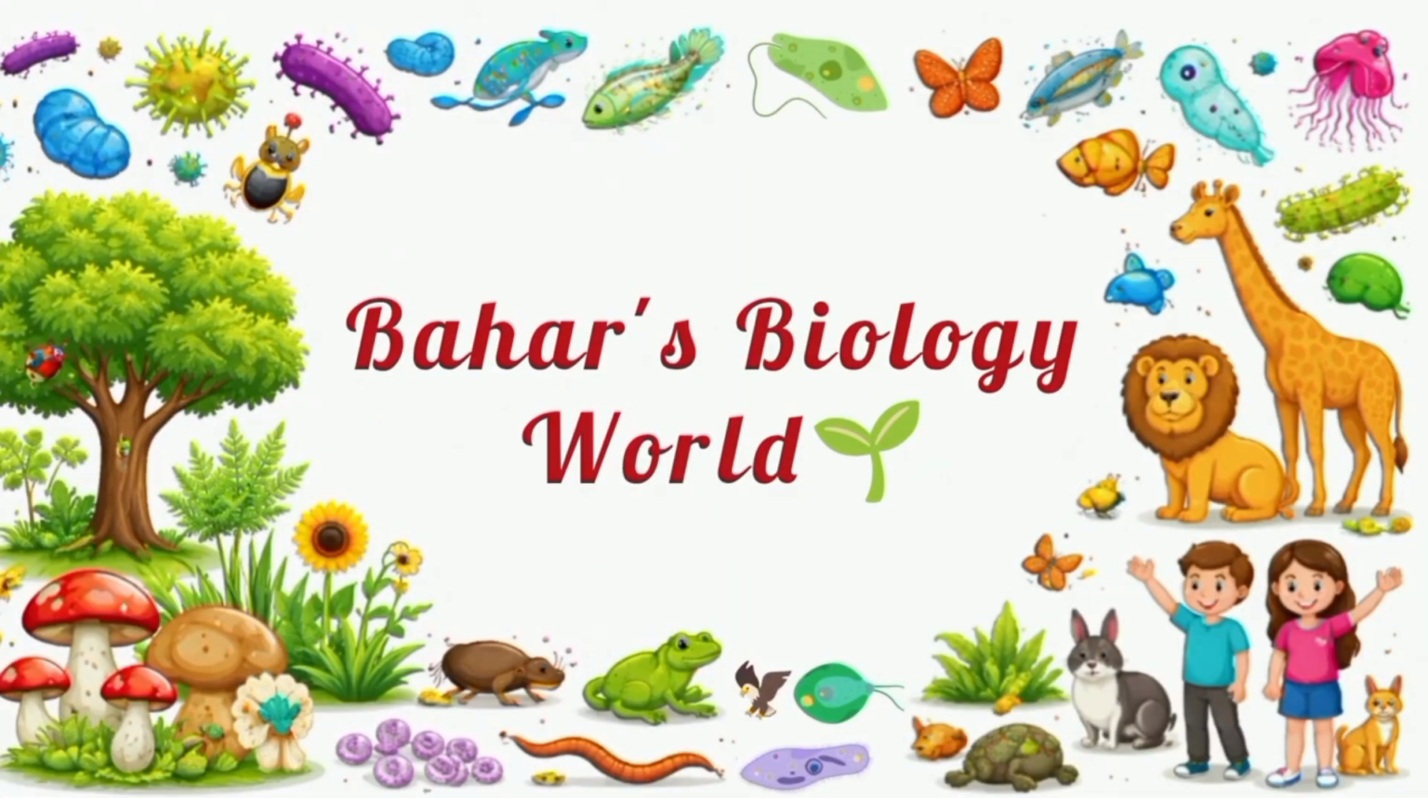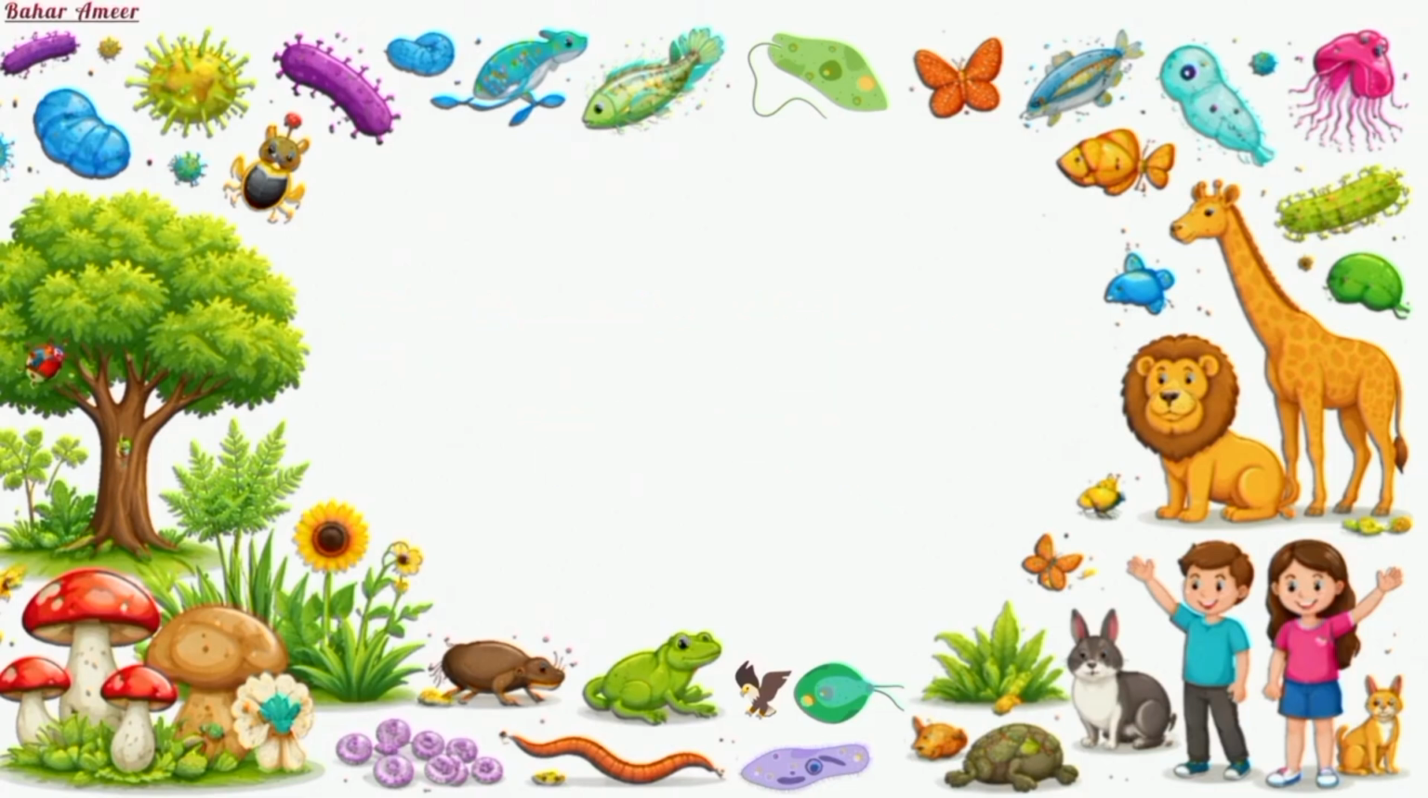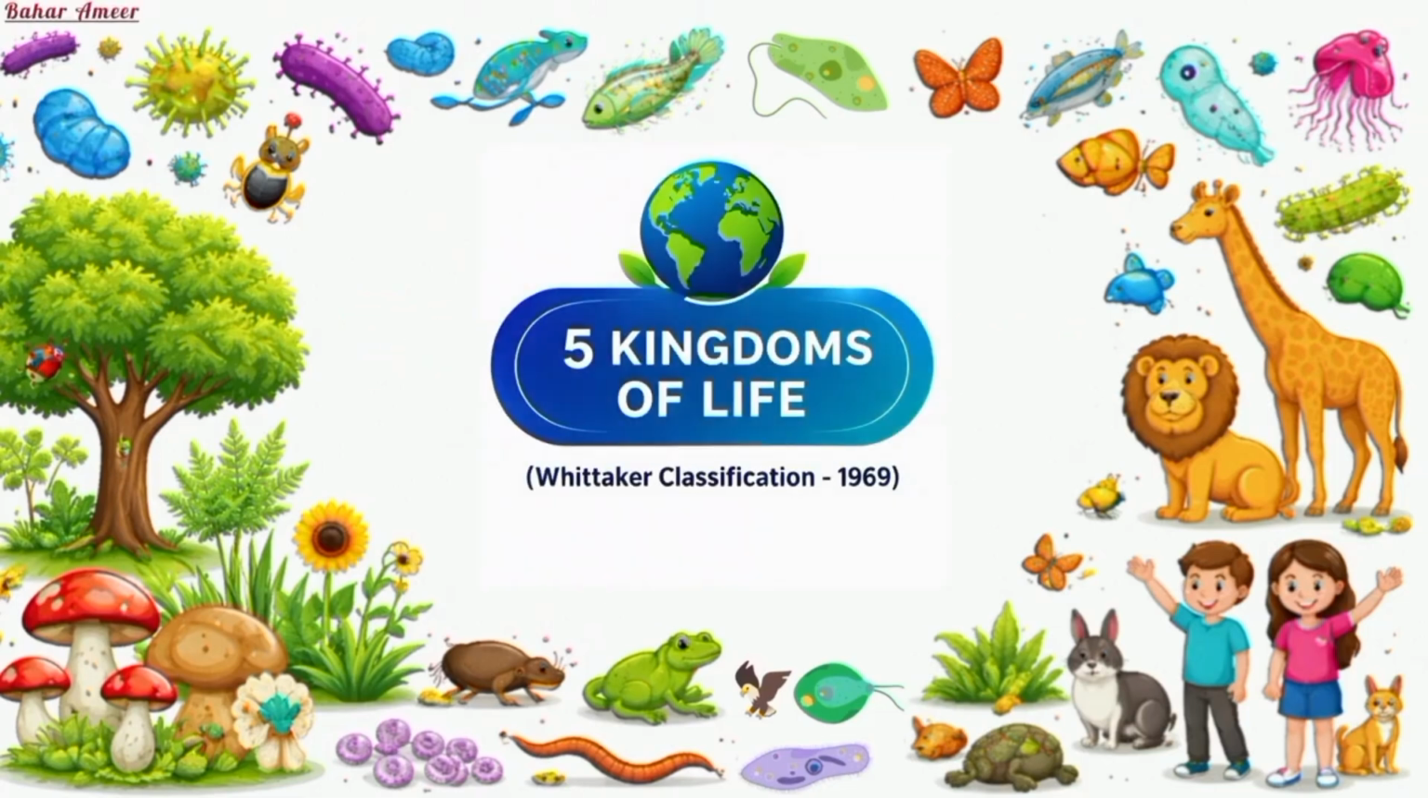Today we are exploring the fascinating world of biology and learning about the five kingdoms of life proposed by Robert H. Whittaker in 1969. Let's start to discuss it. First thing is why classification matters.